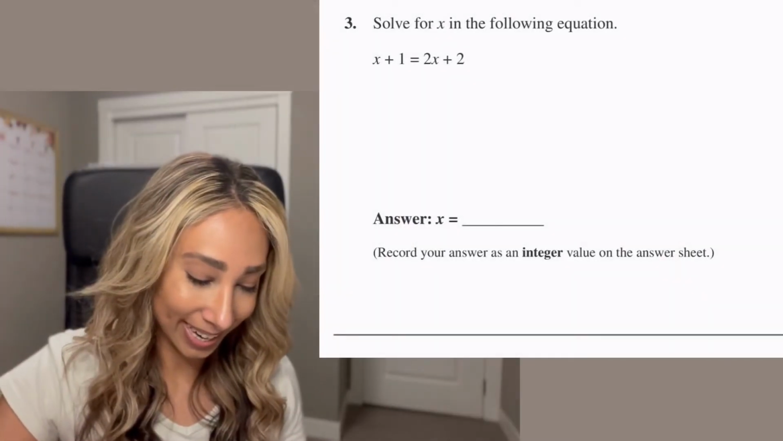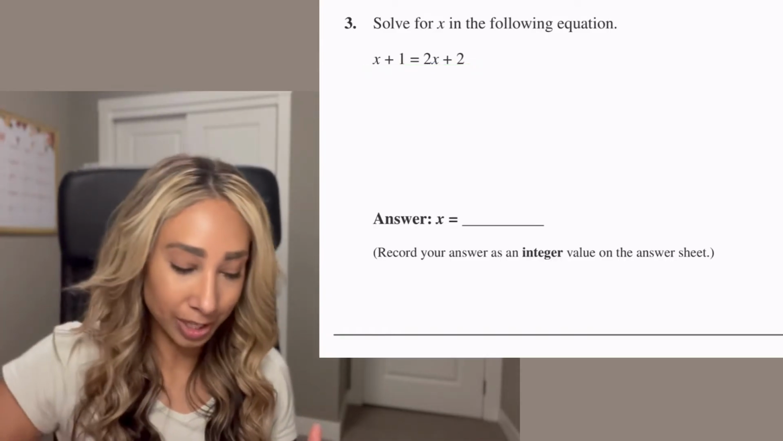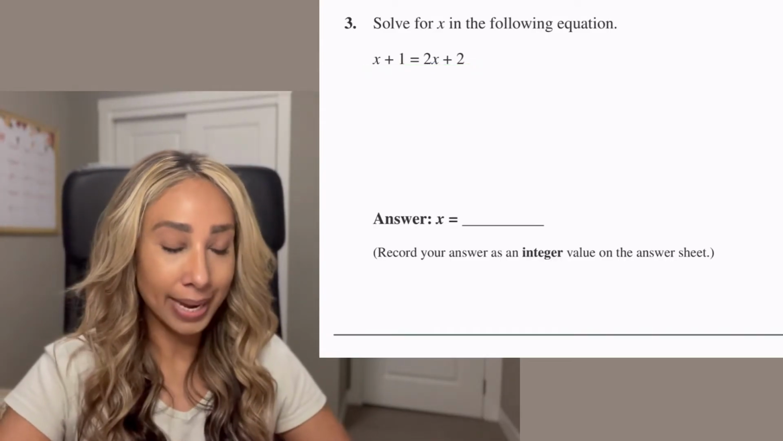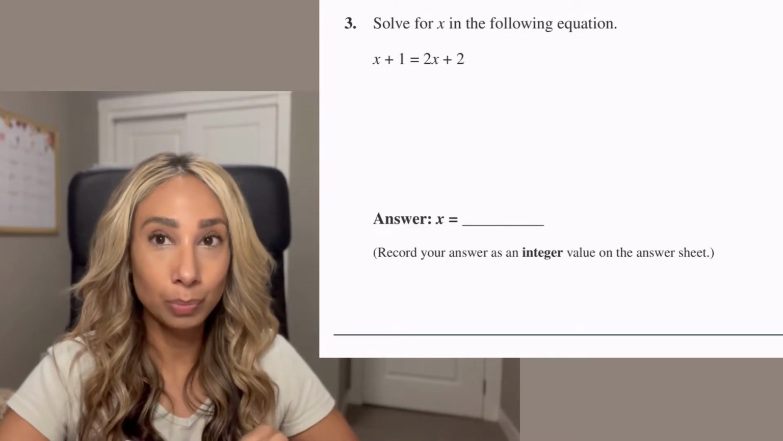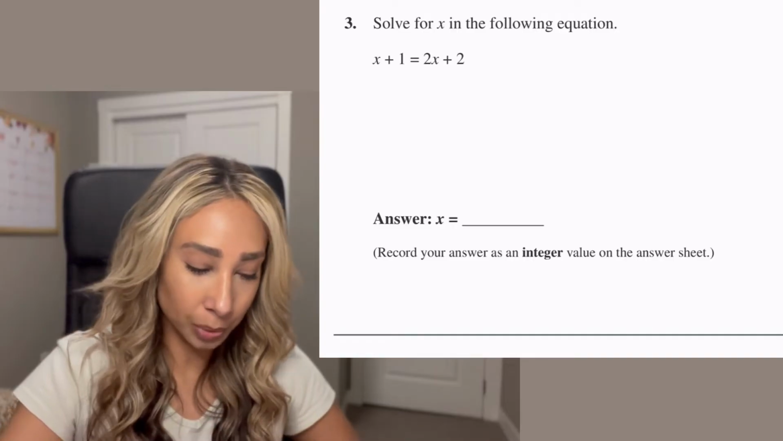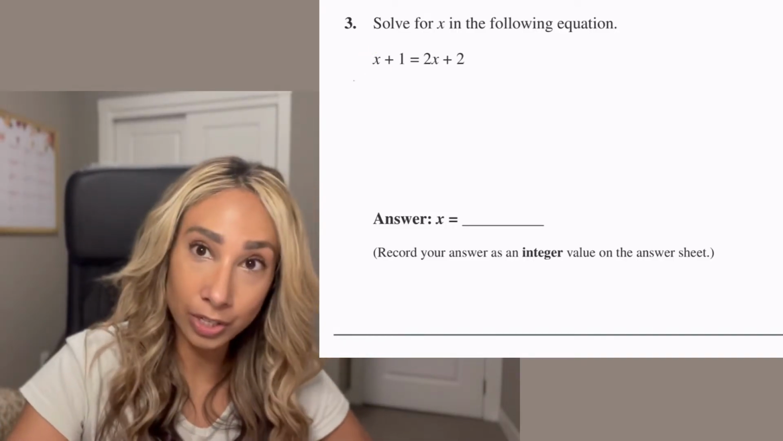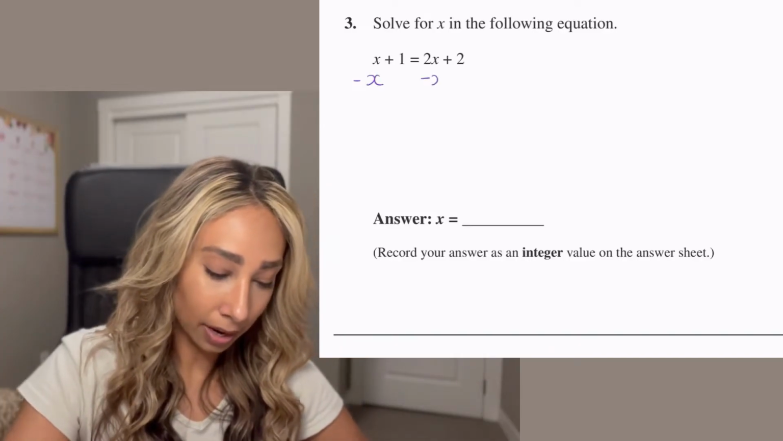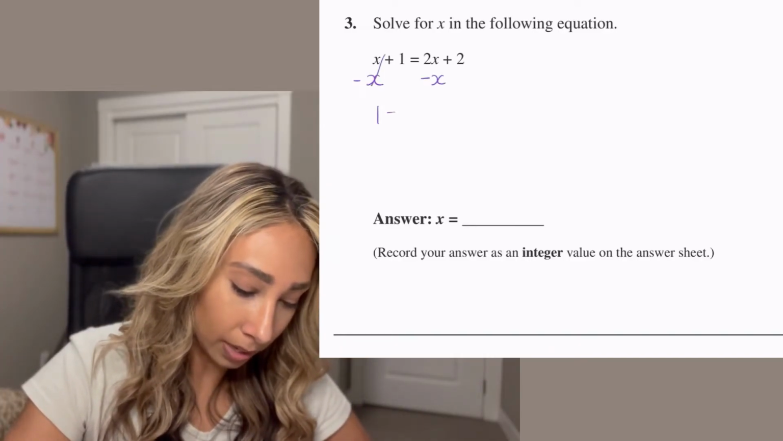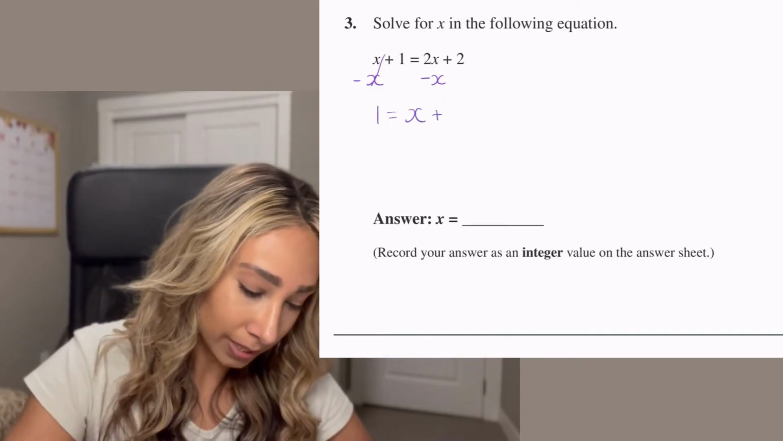All right, let's look at this one here. So we're looking at algebra here. We want to solve for x in this equation. I always say it makes sense to move the smaller x value. This one's a little tricky, but I'm going to show it to you anyway. So we're going to move my smaller x value to the other side. So that's going to get rid of x here, leaving us with 1 equals 2x minus x.